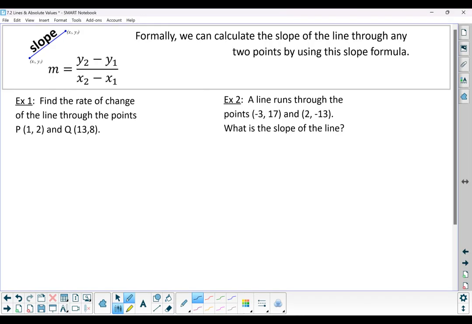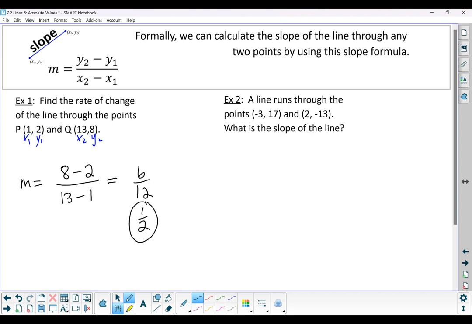So our first example, we want to find the rate of change of the line through the points 1, 2, and 13, 8. When you're calculating slope, it doesn't matter which one you call point 1 or point 2, as long as you're consistent. So I'm just going to call this one x1 and y1, and we'll call this x2 and y2. Then the slope would be y2 minus y1 divided by x2 minus x1. So that's 6 over 12, which is a slope of 1/2.